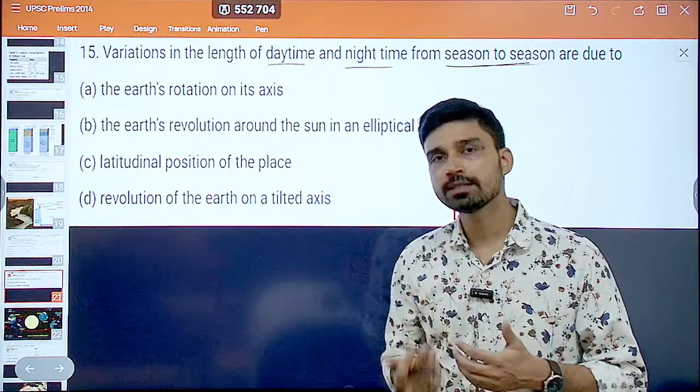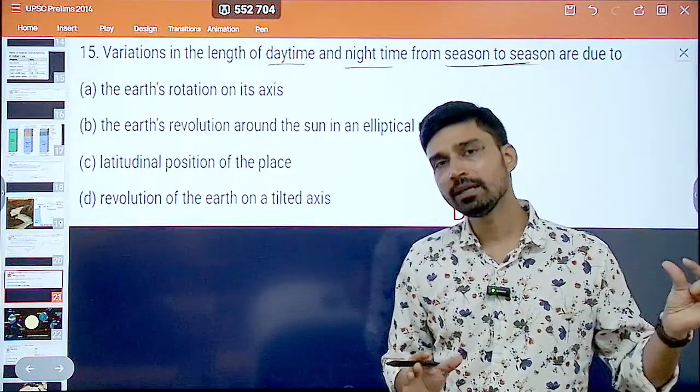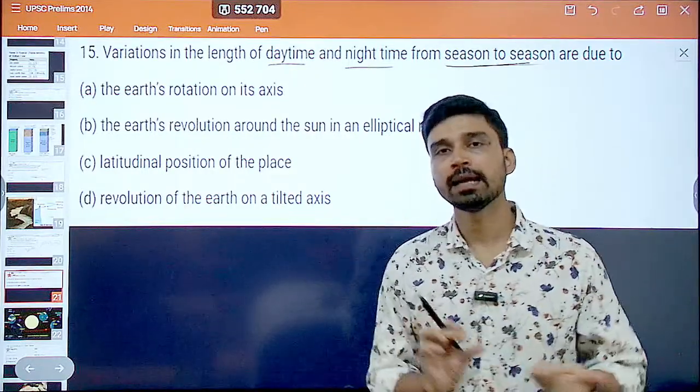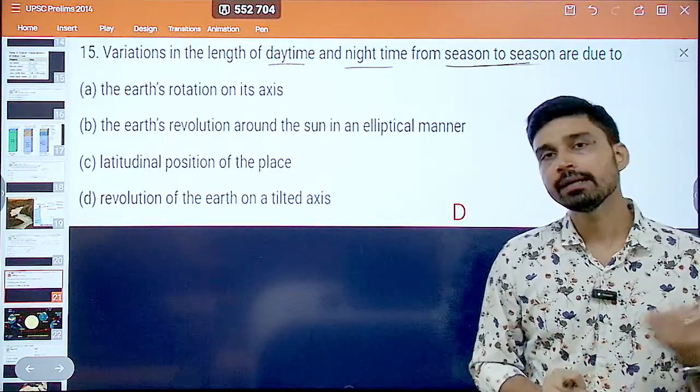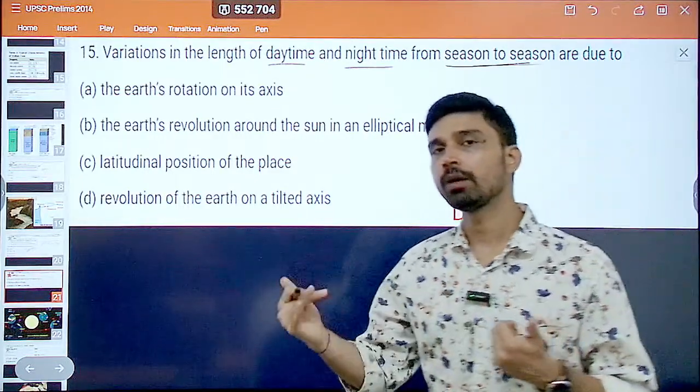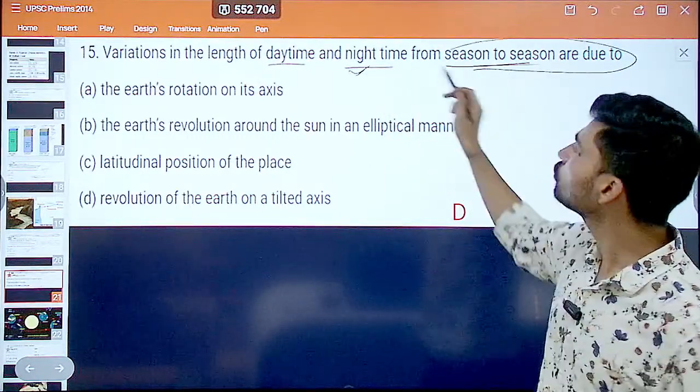Similarly, during the winter season, that is in the month of December, around 23rd of December, you have the longest night. So basically, the day length shortens and night length becomes longer in the winter, and day length becomes longer and night length becomes shorter as we come to the summer season. So this variation that happens in the length is because of what reason?